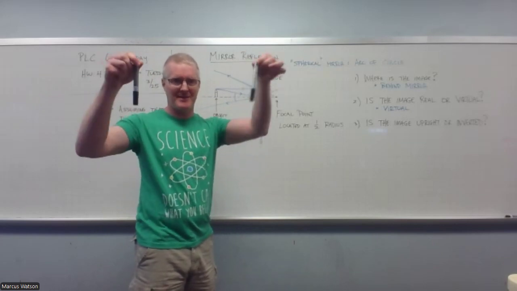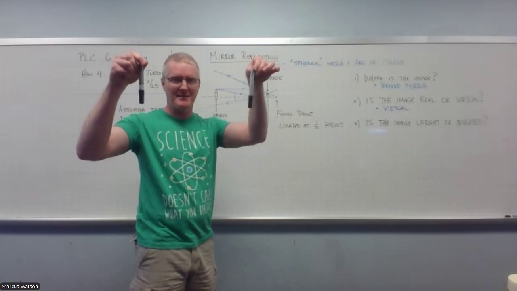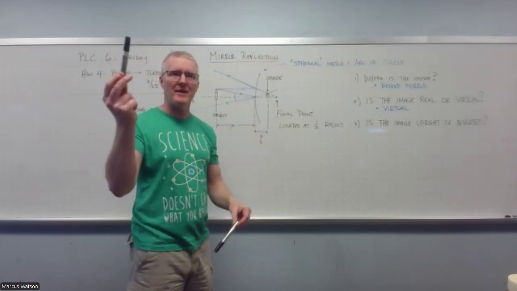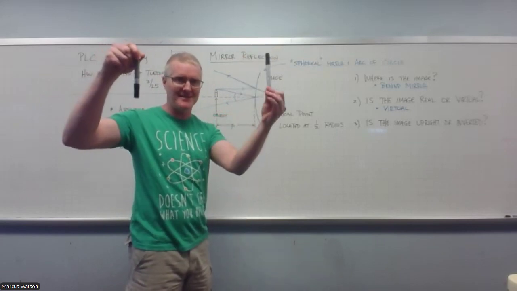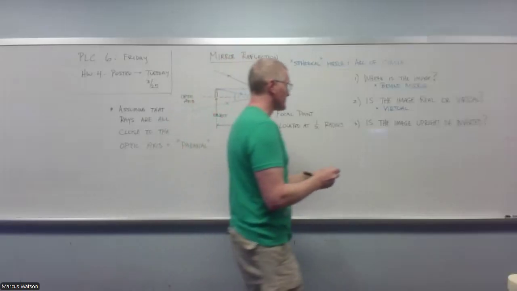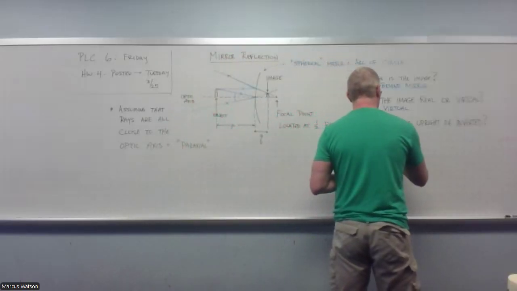If it's this way and this way, it's still called upright. Okay? It's only when you have this and this that you have inverted. Likewise, if you have that and this, still inverted. This image is upright.